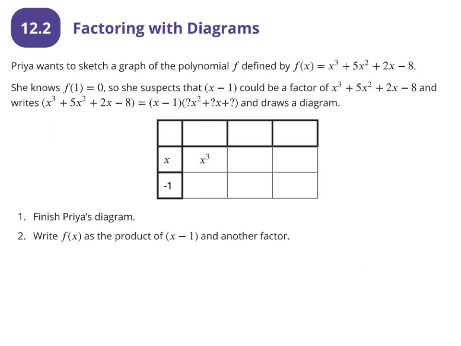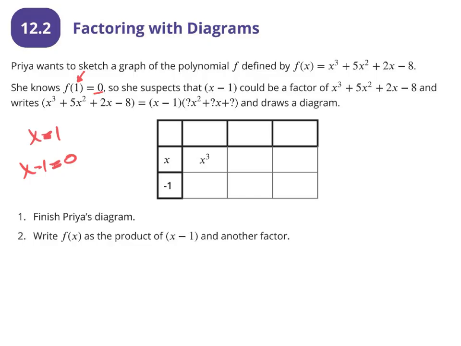Okay, now let's look at the next problem, factoring with diagrams. Priya wants to sketch a graph of a polynomial defined by this. She knows f of 1 is 0, so she suspects that x minus 1 could be a factor. How does she know? Because it equals 0, so that tells us that when x equals 1, the y value is 0. So you have to set it equal to 0, x minus 1, to get a factor, to change an intercept into a factor. When you see this notation, this lets you know that x minus 1 is a factor.